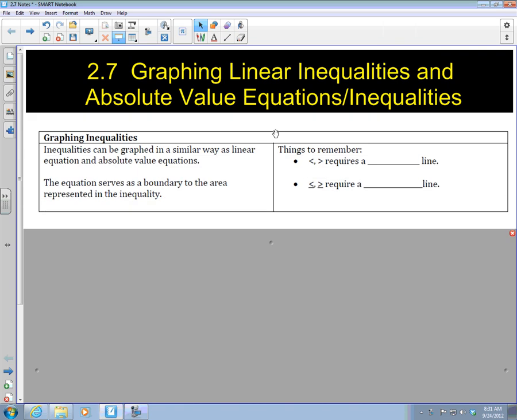Starting out with inequalities and absolute value inequalities. Basically, those are the boundaries. And then all the points either above or below them are going to be the solutions to those absolute value inequalities and linear inequalities. One thing you got to remember is this: if it's less than or greater than, that boundary is dashed or a dotted line. If it's less than or equal to or greater than or equal to, the line or the boundary itself is also part of the graph, so it's a solid boundary.